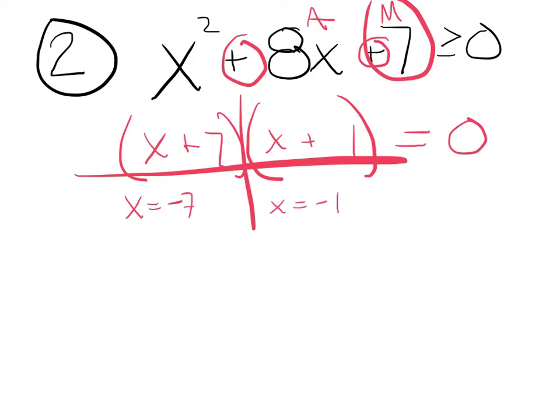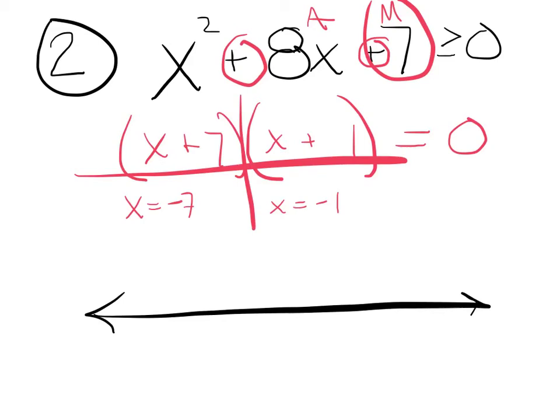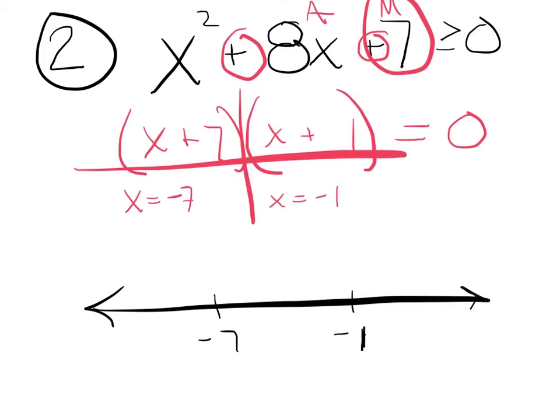Alright, let's throw those on a number line. Smaller to larger, so -7, -1. Okay, go ahead and just write your test points down. Who are you going to test? I would say -8 here. A number between -7 and -1, maybe -2. And a number bigger than -1, I'm going to use 0 as my test point.